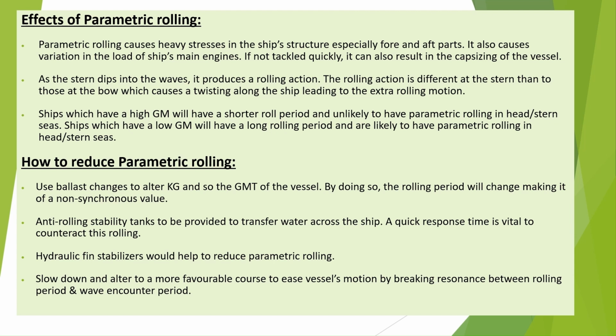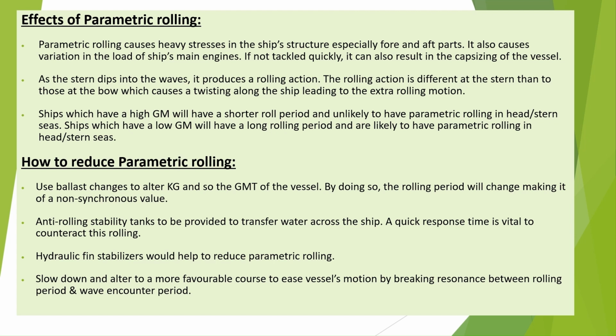Ships which have a high GM will have a shorter roll period and are unlikely to have parametric rolling in head or stern seas. Ships which have a low GM will have a long rolling period and are likely to have parametric rolling in head or stern seas. How to reduce parametric rolling.